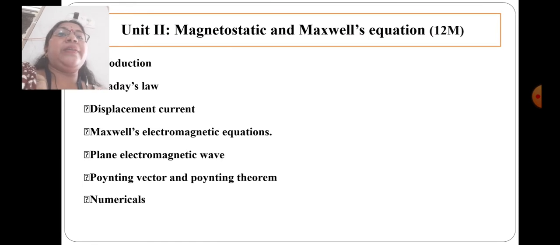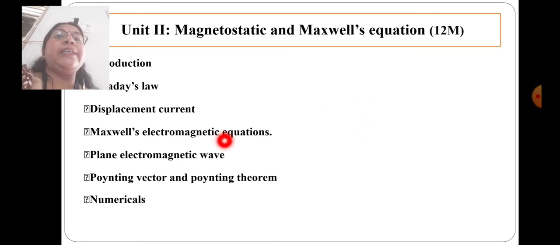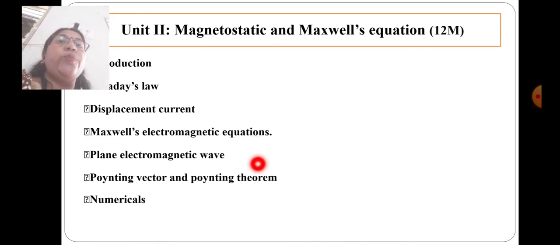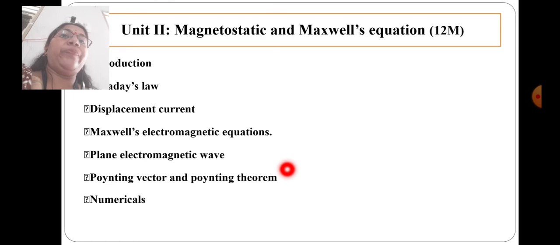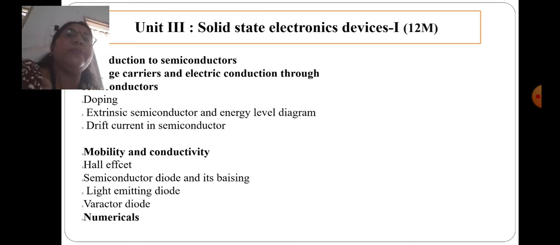Now another unit is related to magnetostatics and Maxwell equations. This is also of 12 marks. It has the introduction, then Faraday's law, displacement current, Maxwell's electromagnetic equations, plane electromagnetic wave, Poynting vector and Poynting theorem, and numericals on it.